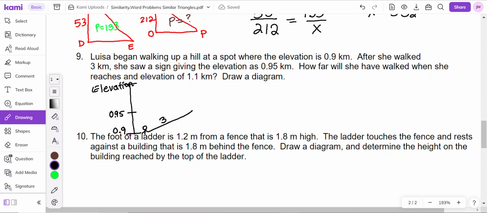It sounds like maybe 2, 3 people understood the problem. My drawing may not make sense to you, but it makes sense in my brain. You have to come up with a way of making a visual diagram so that you can calculate. So this is where she stopped, but then she kept on walking. Well, what's the question? How far will she have walked when her elevation is what?